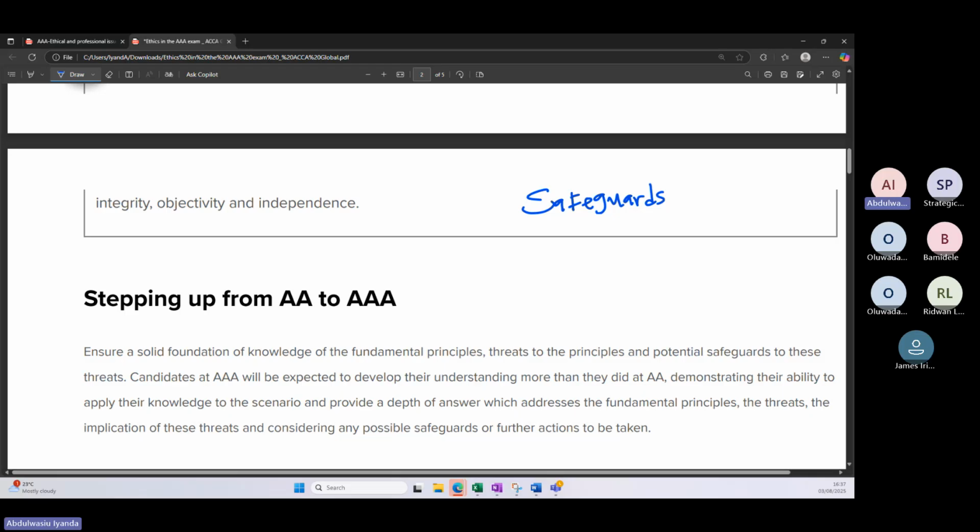The reason why you have a safeguard is to reduce the problem, or if it is possible for us to eliminate it. That is the reason why we have safeguard.